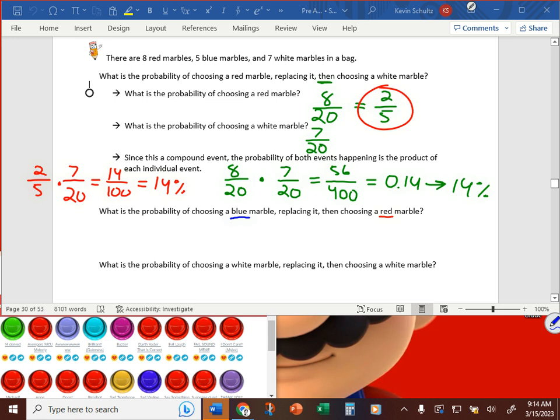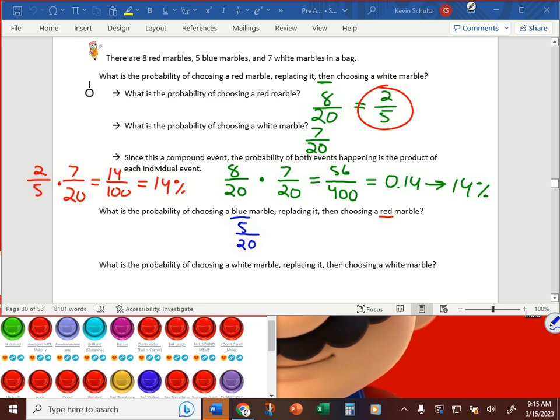Who is confident in their blue marble probability? Gregory. 10%. Yeah, 5 over 20. Yep, and let's not worry about simplifying now or converting that to a percentage now. Let's get these probabilities up here. So 5 over 20 for a blue one.